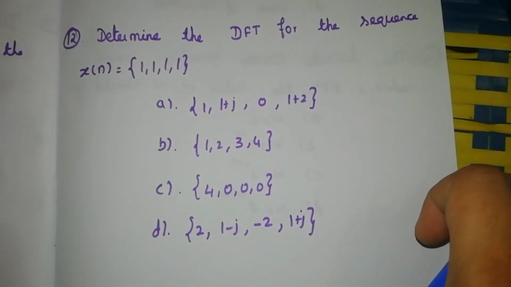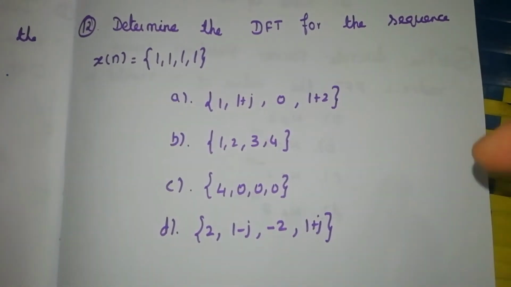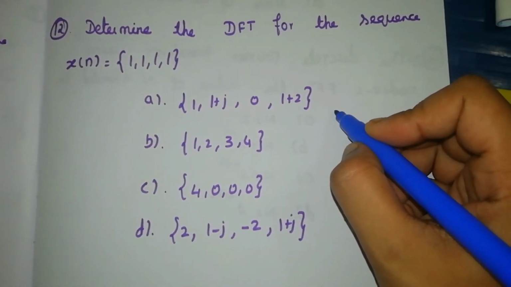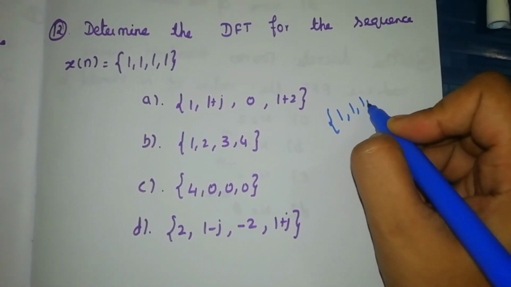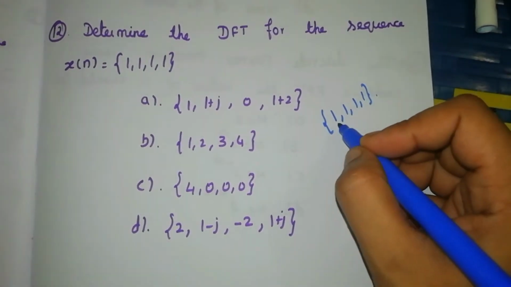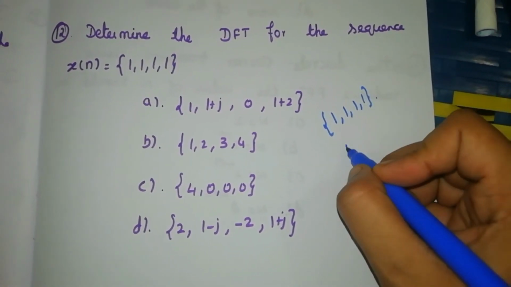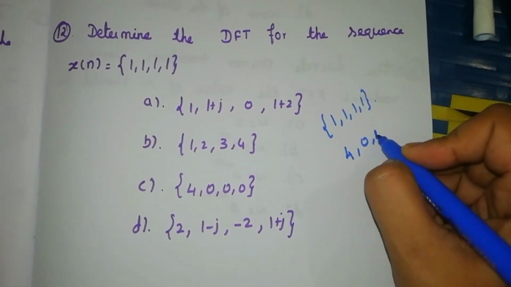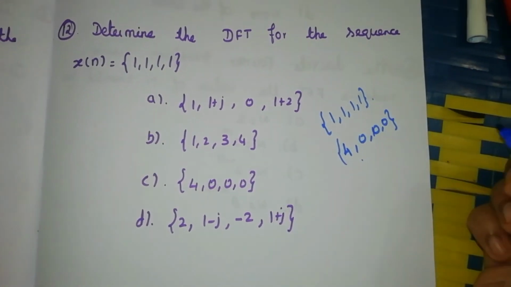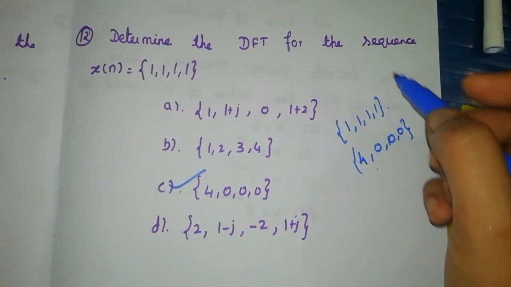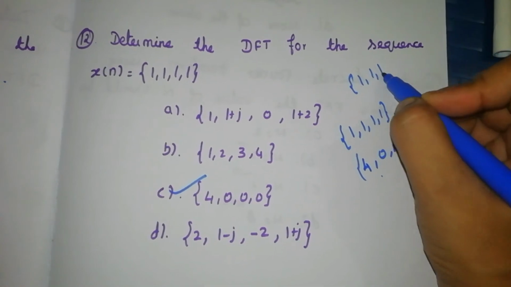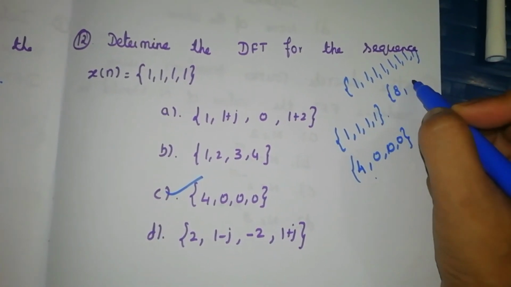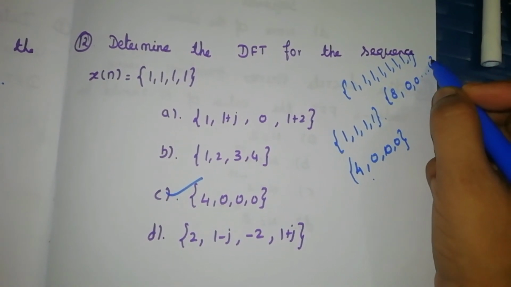Next one, determine the FFT for the sequence x of n is equal to 1, 1, 1, 1, and here the shortcut for finding the FFT of a sequence having all ones is, here N is equal to 4, so the first point is 4 and the remaining are all 0. So here the answer is C. For example, if you have eight ones, the answer here is 8, 0, and so on.